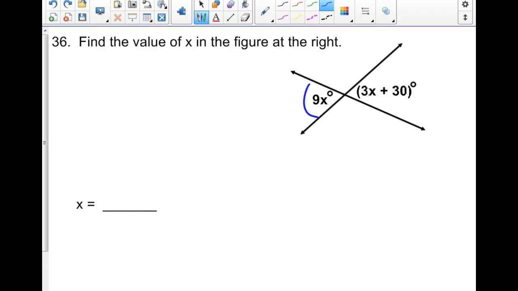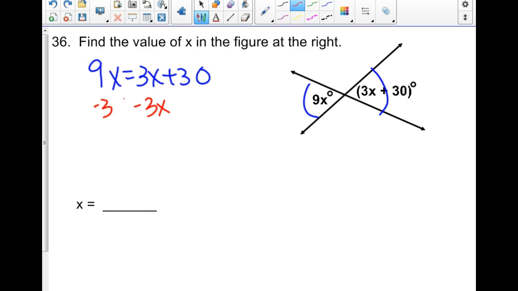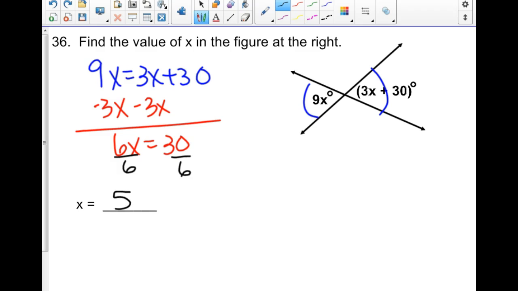These are vertical angles, and vertical angles are congruent. So 9 times x is equal to 3x plus 30 would be our equation. Subtract 3x from both sides. 6 times x equals 30. Divide by 6, and x is 5.